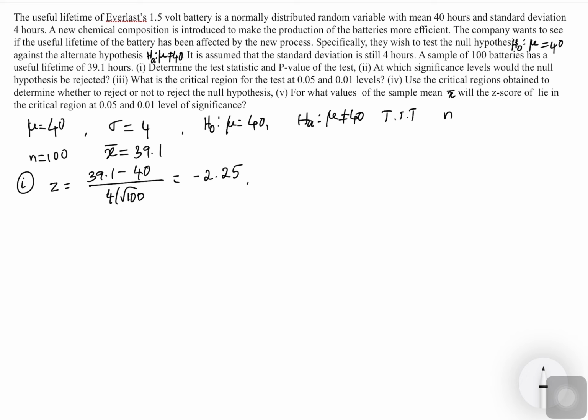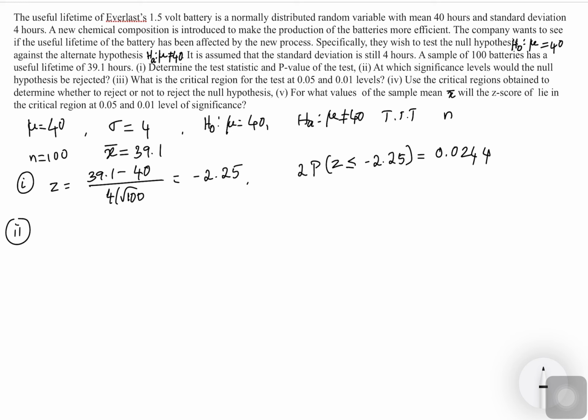Since it is a two-tailed test, and z is negative, we'll be finding 2 times the probability of z less than or equal to minus 2.25, and that is found to be equal to 0.0244. Okay, next question. At which significance level would the null hypothesis be rejected?